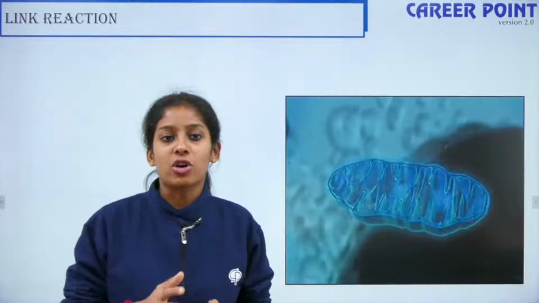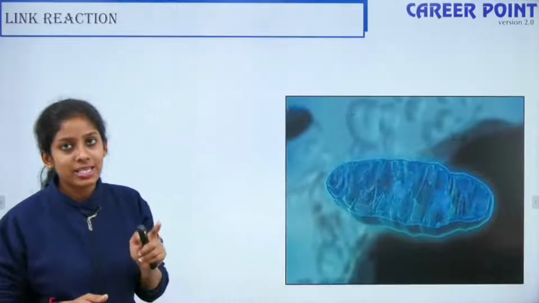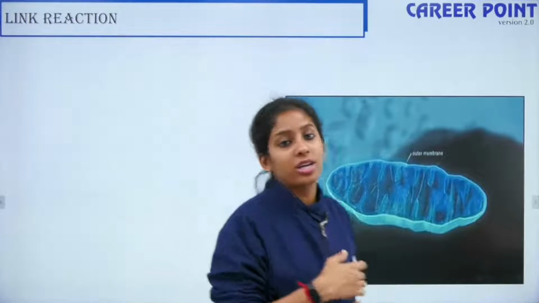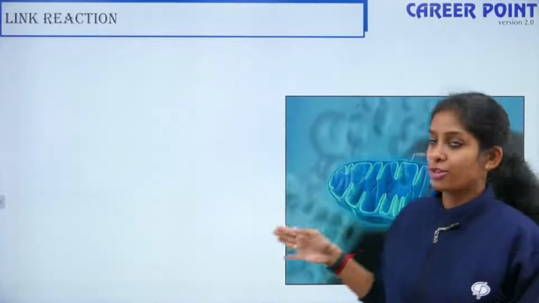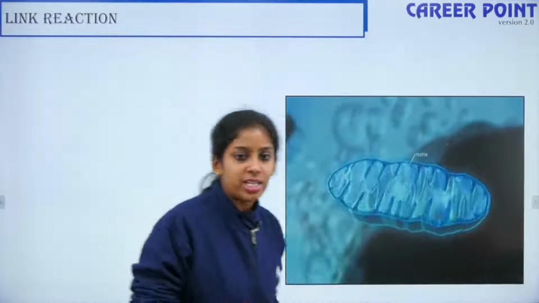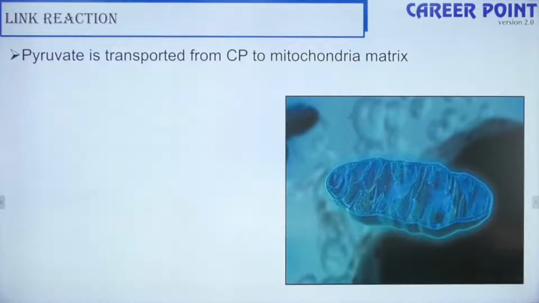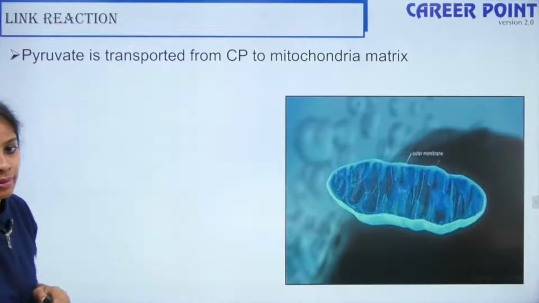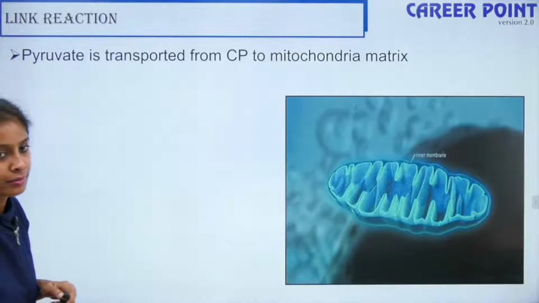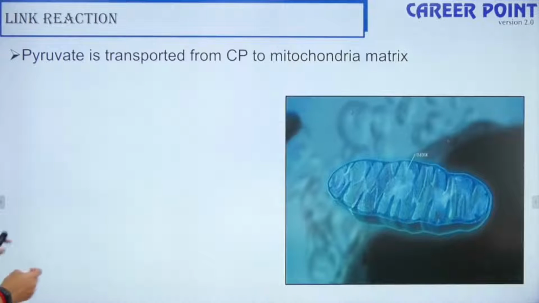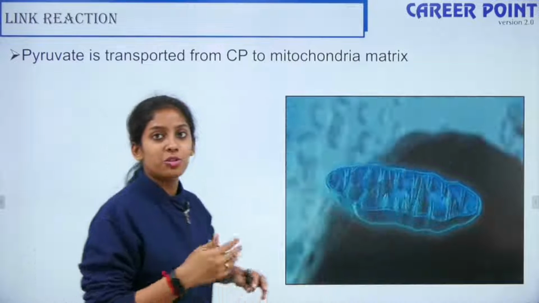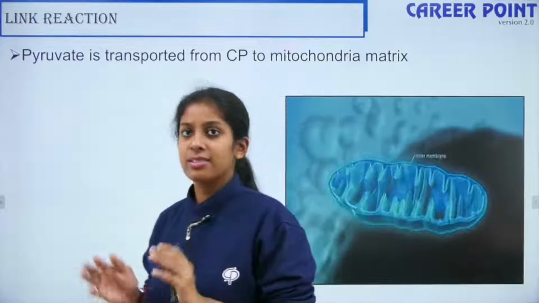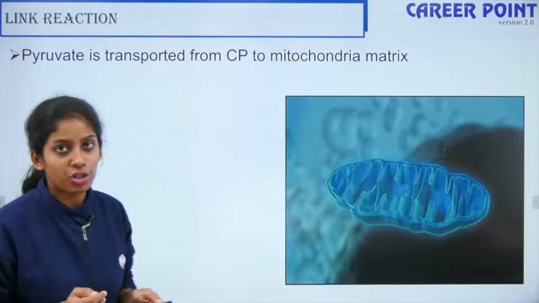So far when we were talking about the photosynthetic pathway, the C3 and the C4, we were dealing with respect to the chloroplast. But when we are talking about respiration, we'll deal with respect to the mitochondria, right? Okay. So pyruvate is transported from the cytoplasm to the mitochondrial matrix. Right after pyruvate is synthesized in the cytoplasm, it is quickly transported into the mitochondrial matrix.